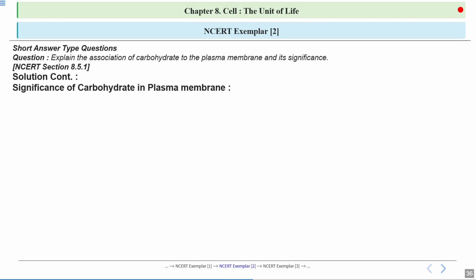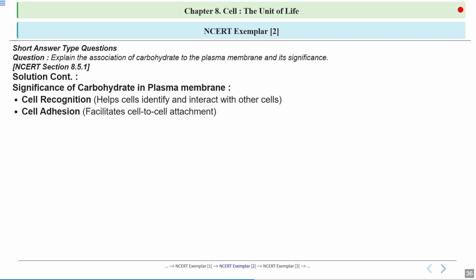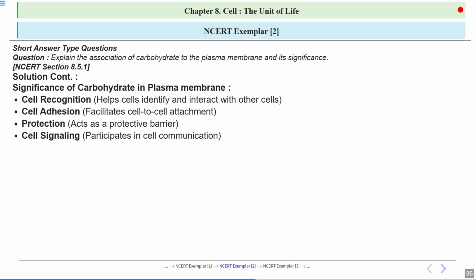Now, what is the significance of carbohydrate in the plasma membrane? First is cell recognition. They help cells identify and interact with other cells. Next is cell adhesion. It facilitates cell to cell attachment as well. Now it protects. It acts as a protective barrier against the pathogen as well.